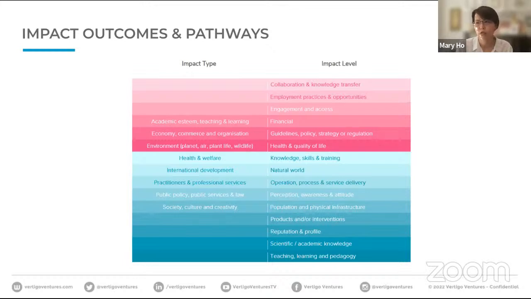And the 15 impact levels, which range from, as you can see on the right, collaborations and knowledge transfer to guidelines, policy, strategies, to knowledge and skills training, to products and interventions, to teaching, learning, and pedagogy. These would help us to understand the significance and the tangible change to stakeholders or the users or beneficiaries, as well as the activities that were used to create impacts.